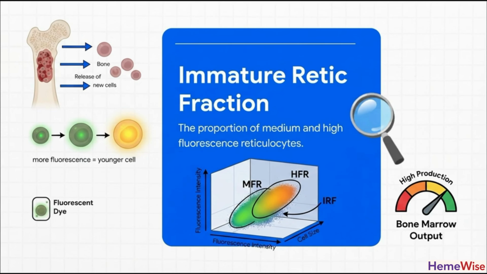The machine gives you a raw percentage and an absolute count, but it also calculates the immature reticulocyte fraction, or IRF. On platforms like Sysmex, this IRF bundles together the medium and high fluorescent cells. It's a fantastic, direct look at exactly how hard the bone marrow has been producing new cells over the last few days.